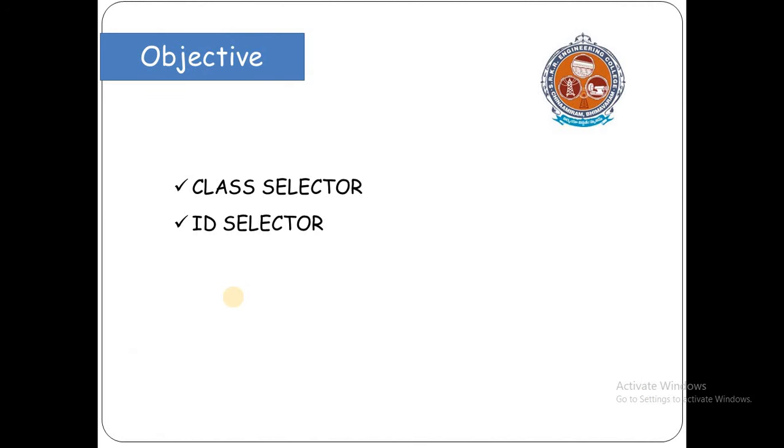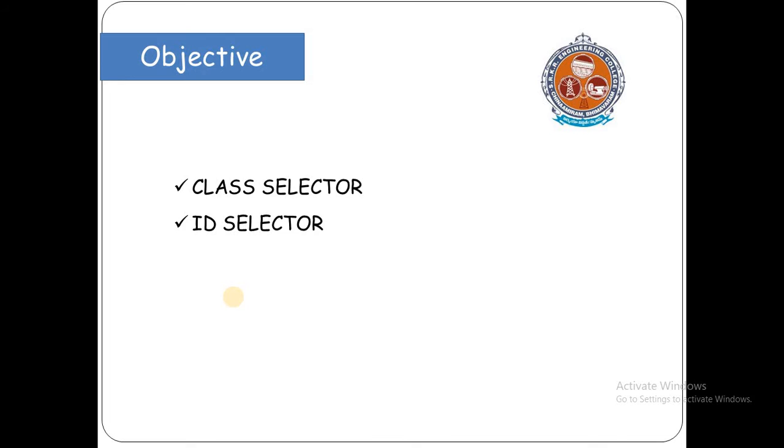So in previous videos, we had learned about what is CSS, the history of CSS, and types of CSS, and we had seen them with examples. Now we are going to see some interesting and important topics. They are class and ID selectors.